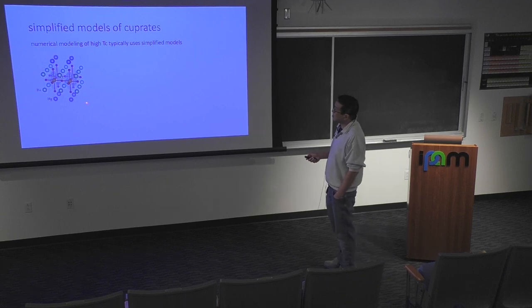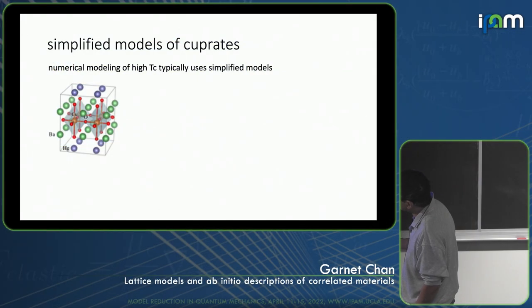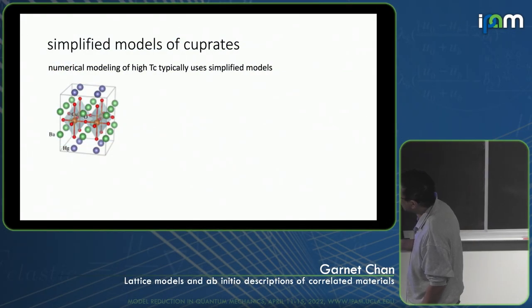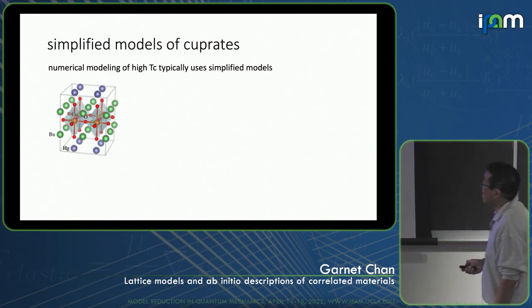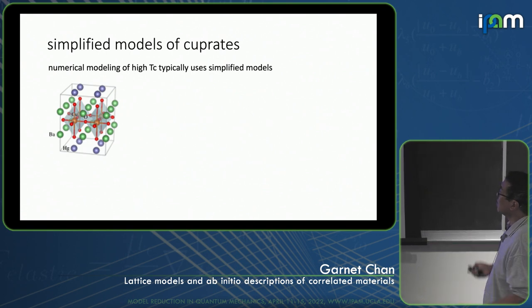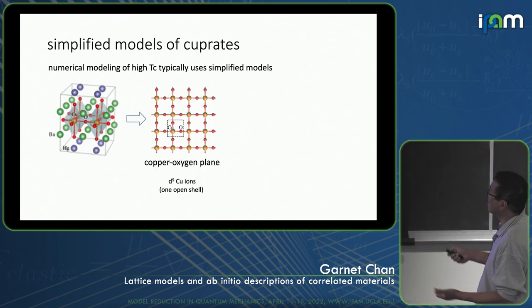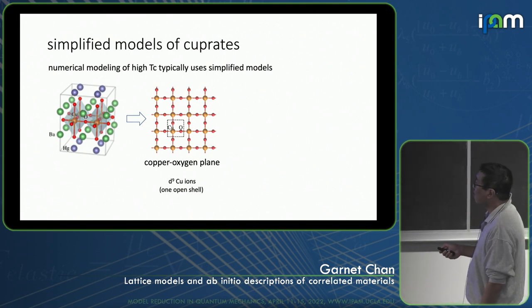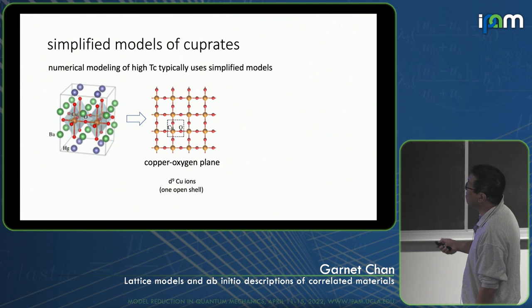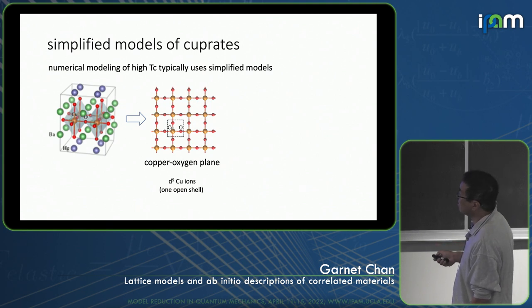So this is a very blurry image of a mercury-bearing cuprate, some particular material. But the important atoms are the ones that live here, the copper and oxygen. They form a two-dimensional plane in the structure. And since the superconductivity is essentially confined to these planes, one might think that one can just extract the plane. And so this is a simplified model. You just get rid of the other atoms. And if you think of only the electronic degrees of freedom in the plane, the orbitals in the plane, then one obtains something called the three-band model of the cuprates.